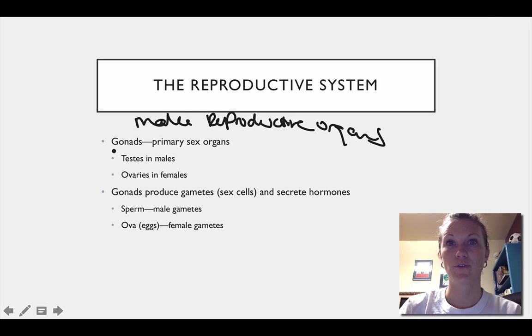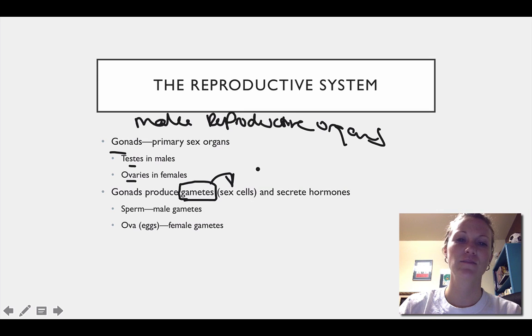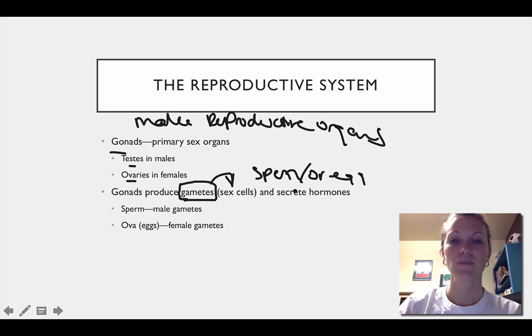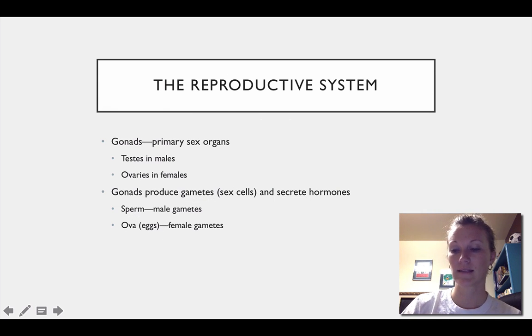So the first thing that we're going to go through is what it means when we talk about the gonads. The gonads are the primary sex organs. For the males, that means the testes are the primary sex organs, and for the females, it's the ovaries. Gonads are responsible for producing gametes. Gametes might be a word you remember from a general biology class, but gametes are really just sex cells, meaning it's either going to be sperm or egg. They're also going to secrete hormones. So sperm is the male gamete, whereas the ova or an egg are the female gametes.